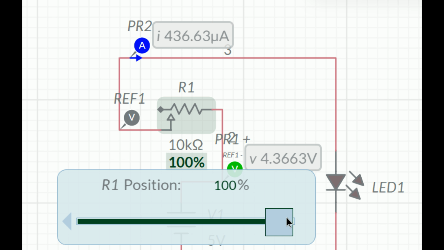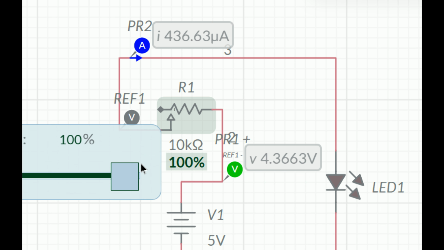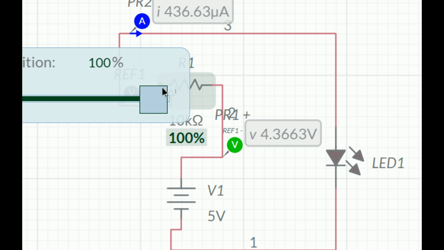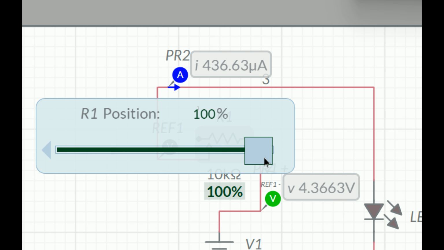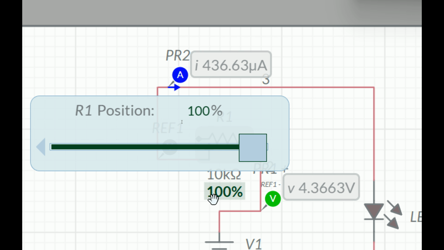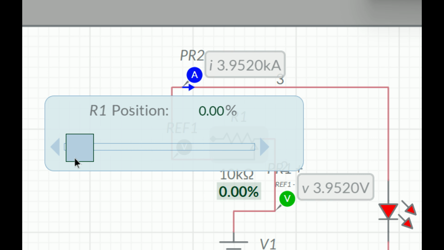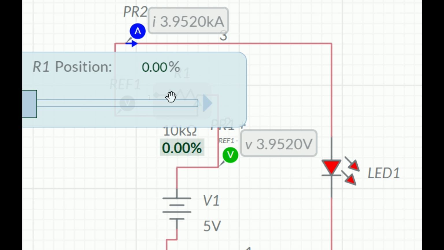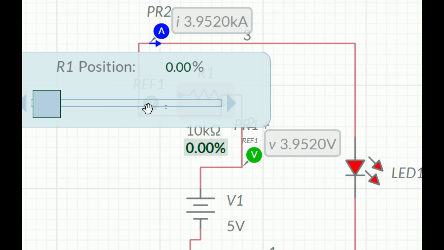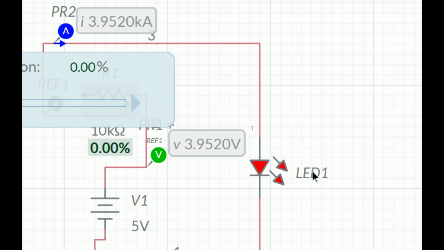See, if I lower the resistance again, let me place it where you can see both. Now I lower down the value of the resistance. Now the resistance is at 0.00. You can see the voltage is maximum. The LED is now brightest because, as I told you, if the resistance decreases, the voltage also decreases and the current increases. See, the current has increased, so the LED is brightest.